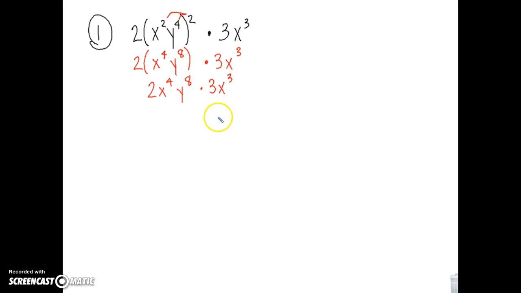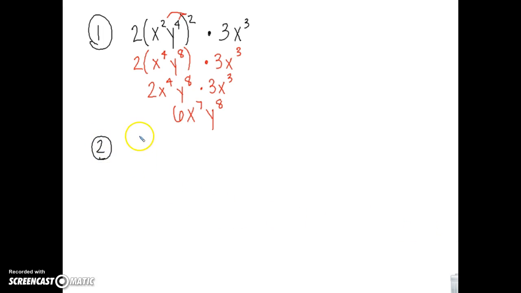Now there's no parentheses left to simplify, so we're just going to multiply our coefficients and then multiply the variables that match. So 2 times 3 would give us 6. X to the 4th times x cubed. We have the same base, so we're going to add. 4 plus 3 is 7, so 6x to the 7th. We don't have any other y's, so we're going to bring down our y to the 8th. 6x to the 7th, y to the 8th.